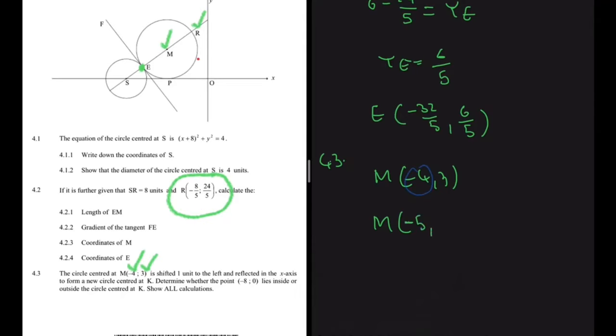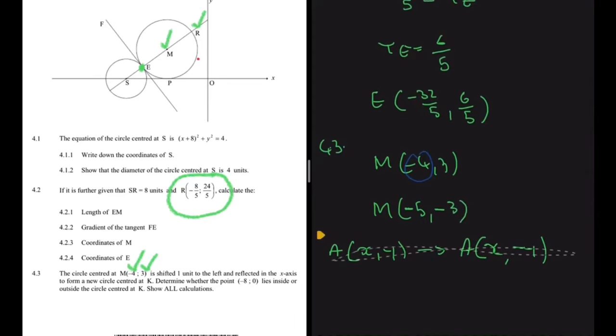And reflected on the x-axis to form a new circle centered at K. So it is reflected in the x-axis. So when we reflect in the x-axis, let's say we had a point A, right, of coordinates x and y. When you reflect on the x-axis, you get A, x, and then minus y. So when you reflect on the x-axis, you just have to put minus on the y value. So we have minus 3 here, right? Let's erase this. So there we go. We have our new center of the circle, right?